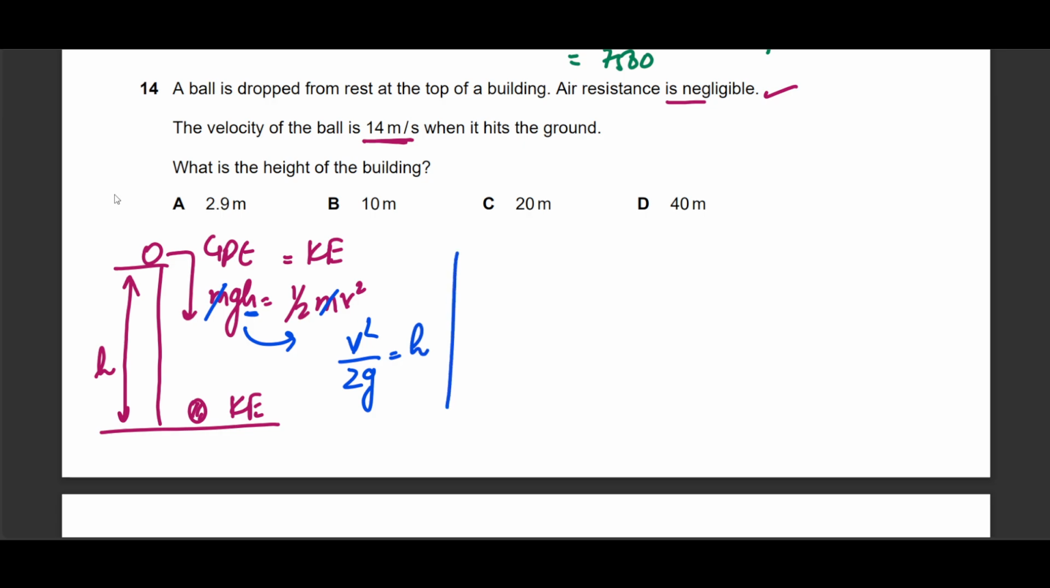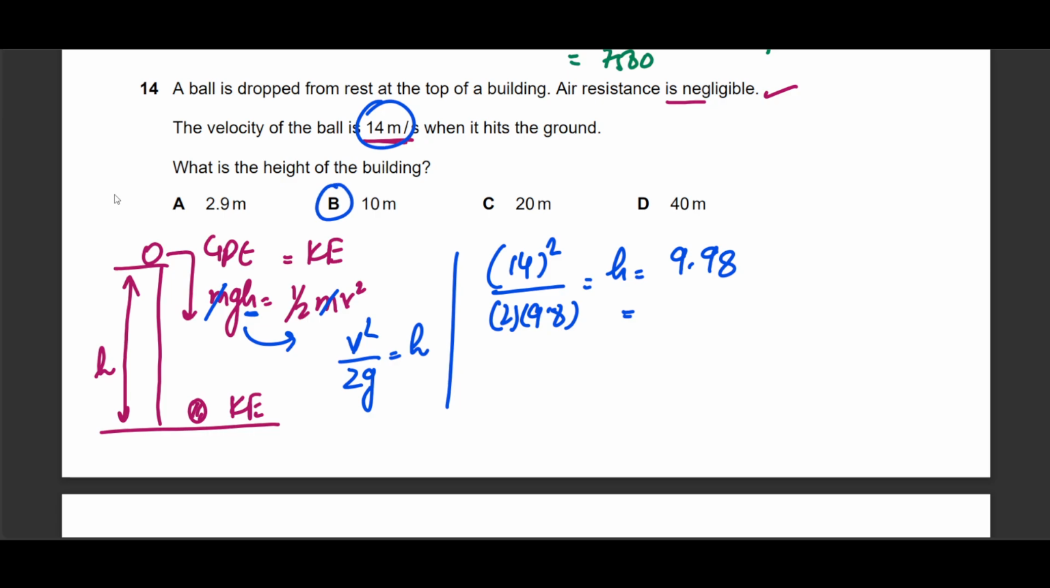Now let's put in the values. We have 14 meters per second. This will be 14 squared divided by 2 times 9.8 equals h, which comes out as probably 9.98, which of course, up to 1 or 2 significant figures, becomes option B.